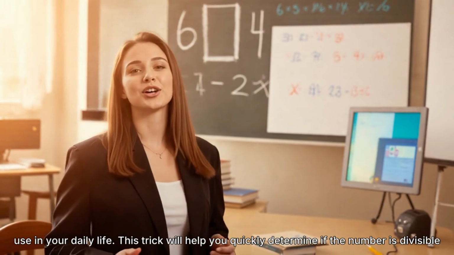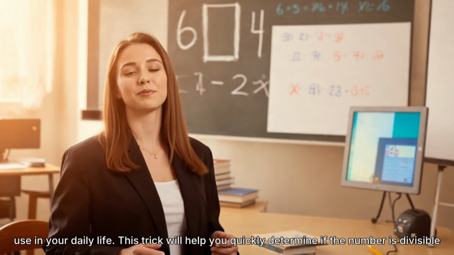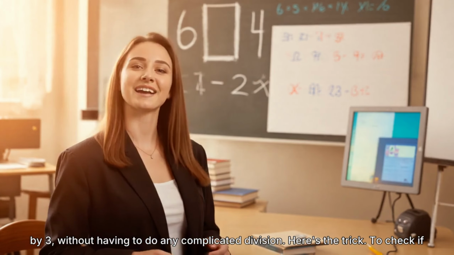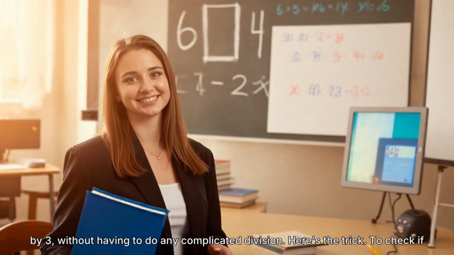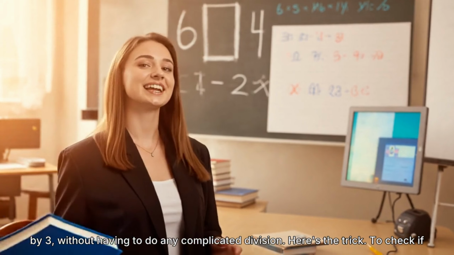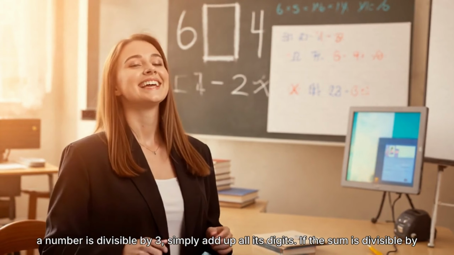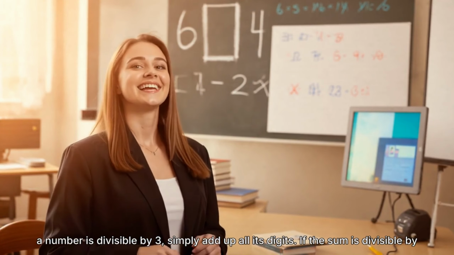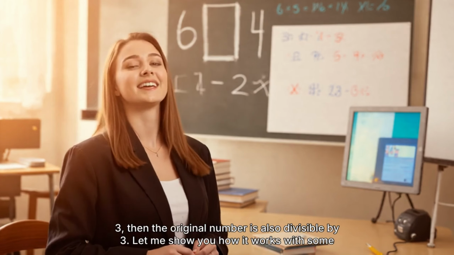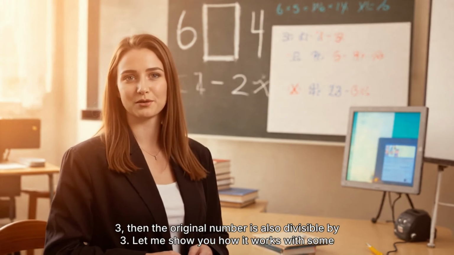Today I'm going to share with you an amazing math trick that you can use in your daily life. This trick will help you quickly determine if a number is divisible by 3 without having to do any complicated division. Here's the trick. To check if a number is divisible by 3, simply add up all its digits. If the sum is divisible by 3, then the original number is also divisible by 3.